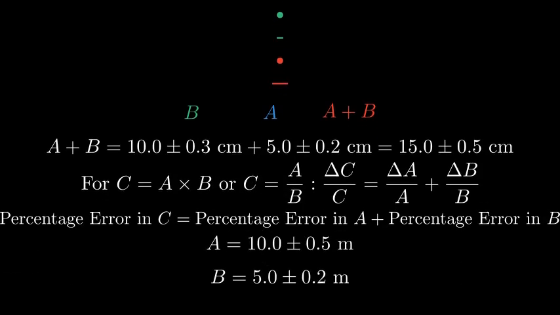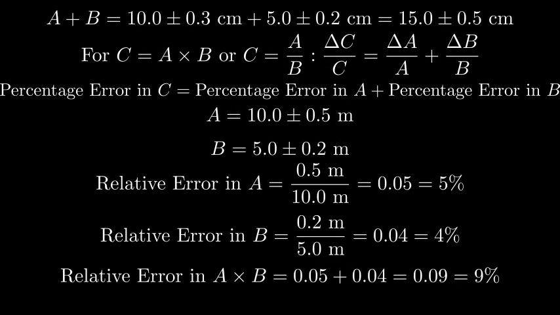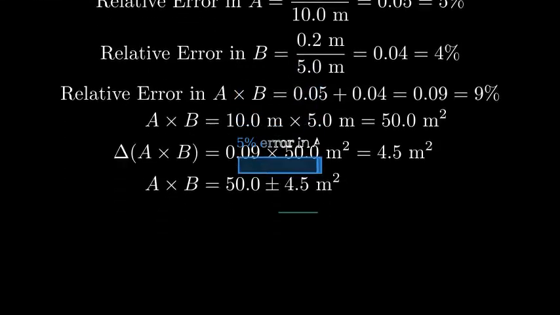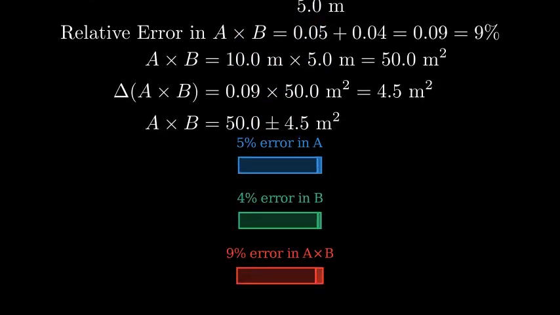If A equals 10.0 plus or minus 0.5 meters and B equals 5.0 plus or minus 0.2 meters, then for multiplication, the relative error in A is 0.5 divided by 10.0, which is 0.05 or 5%. The relative error in B is 0.2 divided by 5.0, which is 0.04 or 4%. Therefore, the relative error in A times B is 0.05 plus 0.04, which equals 0.09 or 9%. The result is A times B equals 50.0 plus or minus 4.5 meters squared.